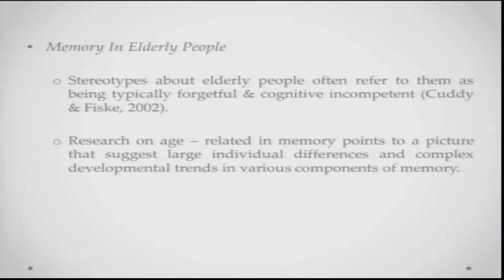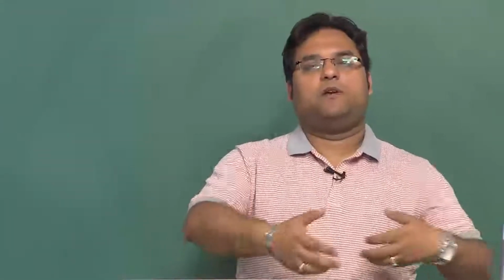Now, we have talked a little bit about aspects of children's memory. Now, let us move to the memory aspect of elderly people. This is the lifespan development approach that we are following. So, I have already given you a brief survey of what kind of memory abilities are there in children. Let us now survey briefly what are the memory abilities of elderly people.